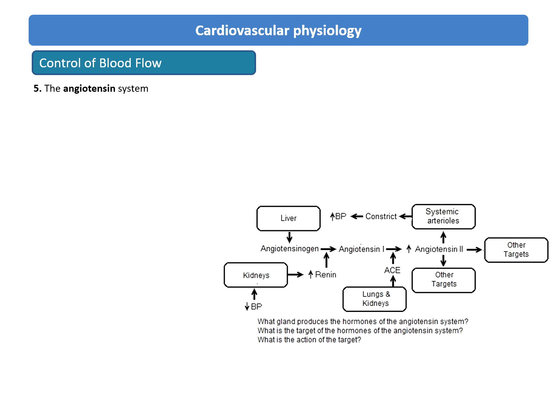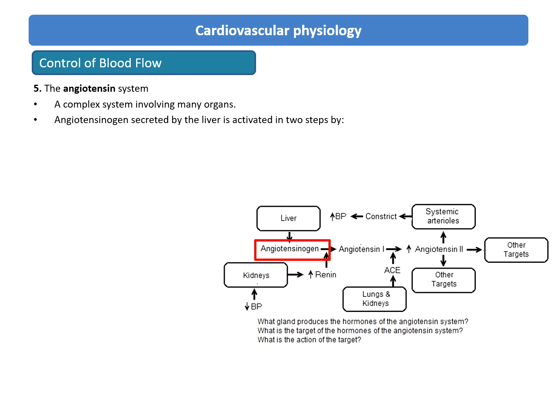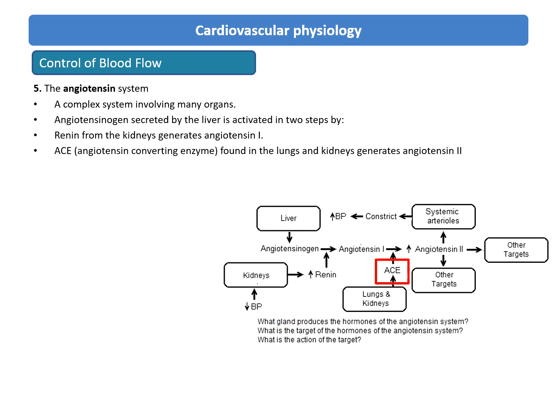Another is the angiotensin system. Now you see the diagram, and yes, it looks complex, and it is. It's a complex system involving many organs of the body. Angiotensinogen, an inactive form, is secreted by the liver, and it's activated in two steps by renin from the kidneys, and it generates angiotensin 1, and ACE, angiotensin converting enzyme, from the lungs and kidney generates angiotensin 2. This is the active form.